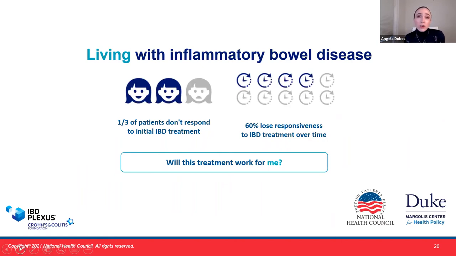Crohn's disease and ulcerative colitis are chronic, medically incurable illnesses that belong to a group of conditions known as inflammatory bowel disease, or IBD. For patients living with IBD, 1/3 of patients don't respond to initial treatment. And in addition to those patients who do respond, about 60% lose responsiveness to treatments over time. It's not the best stats. And so it's not surprising that one of the most pressing questions for patients is, will this treatment work for me?